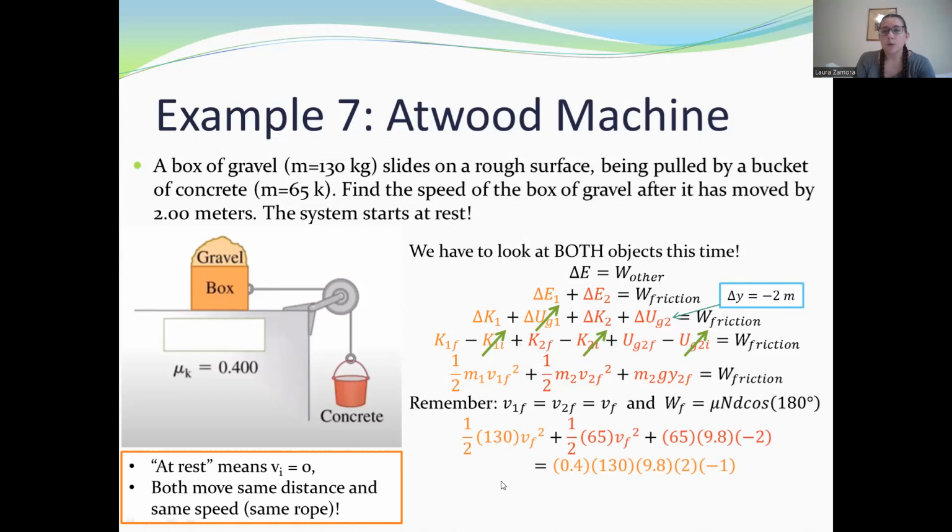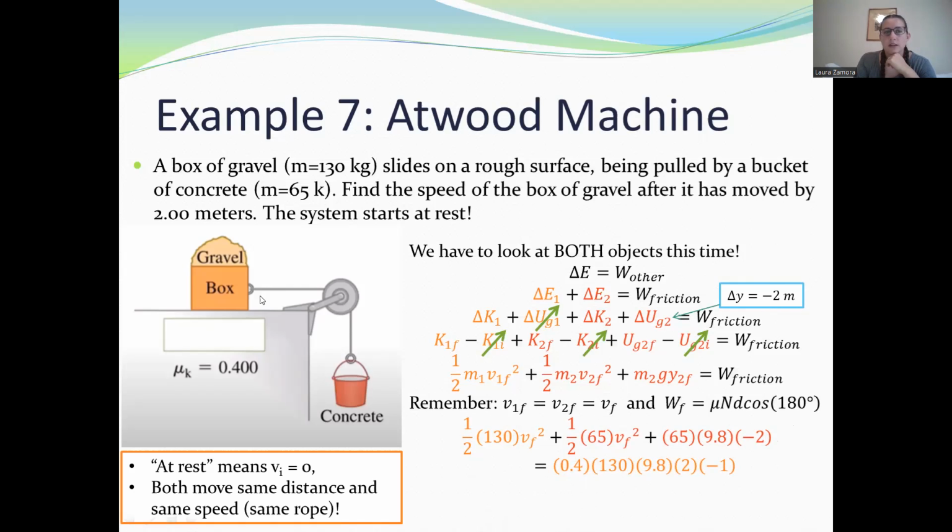Okay, so plugging in some things that we know: the mass of the first object, the box, is 130 kilograms. The mass of the second object, the bucket, is 65 kilograms. We know g is 9.8. We know the bucket is falling down a height of 2 meters. The coefficient of friction is given to us as 0.4.